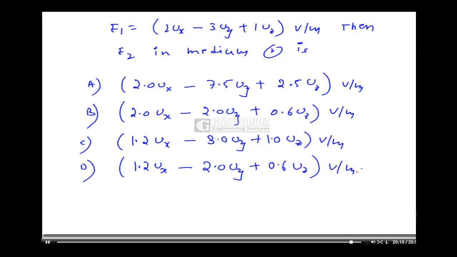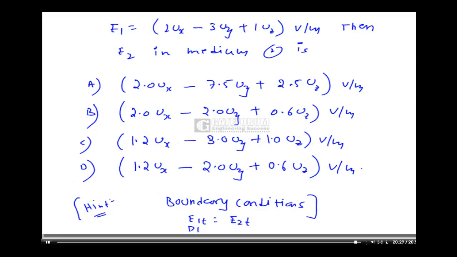So this type of problem we already solved. I am providing a hint how to solve this problem. The hint is, this is a boundary condition problem. Apply boundary conditions, that is E1 tangential is equal to E2 tangential, D1n minus D2n is equal to rho s. Here rho s is equal to 0. So apply these two properties and calculate the electric field E2 in medium 2. If you calculate, you will get option C as your answer. Just solve this problem and verify your answer.